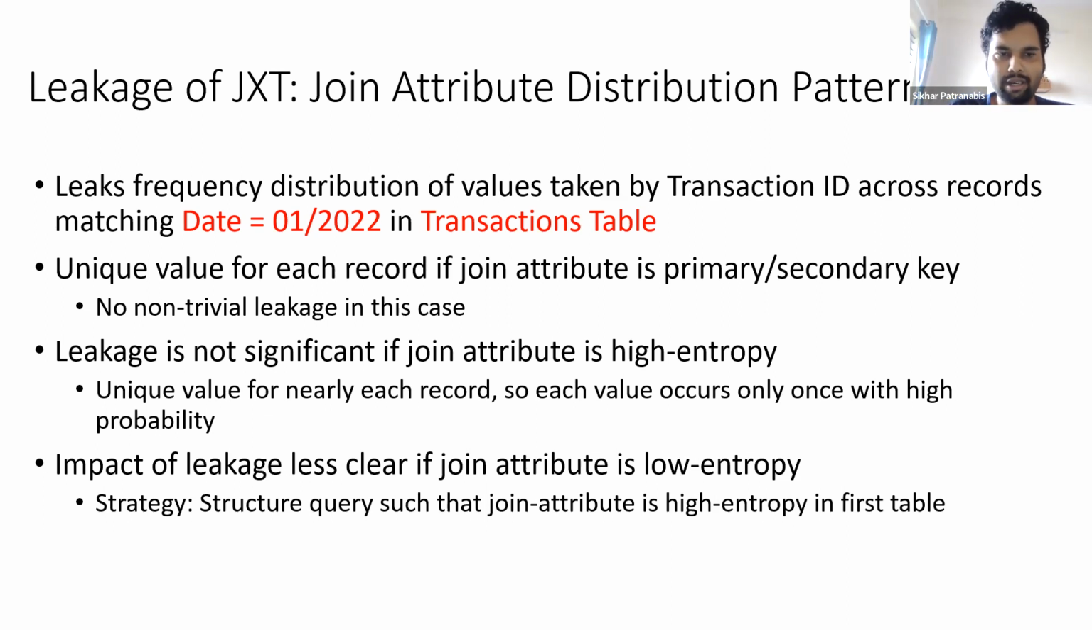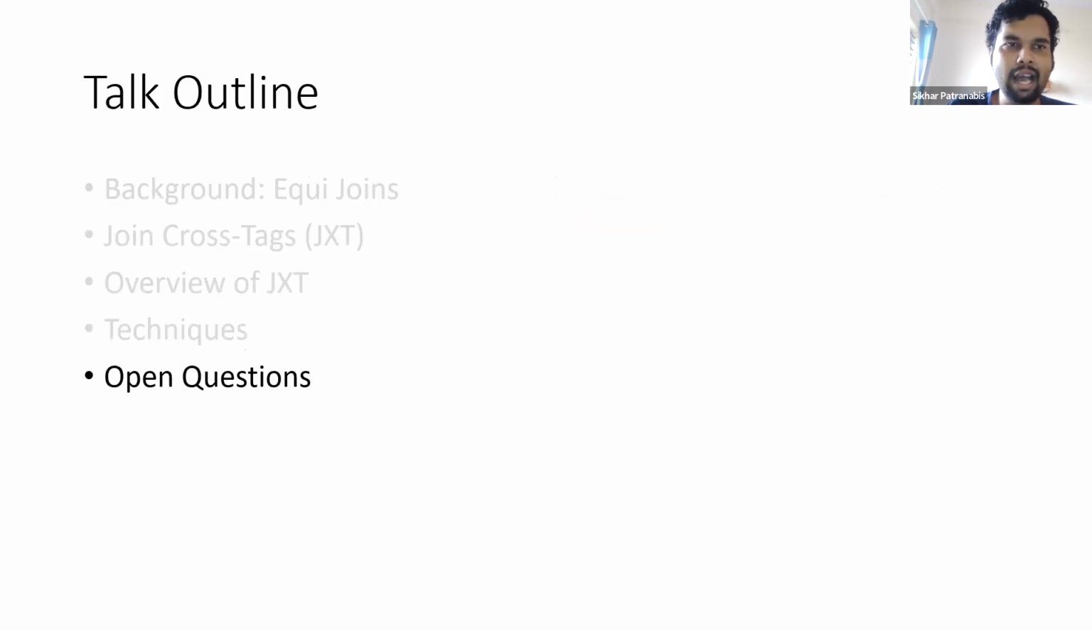There's one way to avoid it, which is you structure the query such that the join attribute is high entropy in the first table, because it is only from the first table that the leakage happens. Maybe the join attribute is high entropy in the first table and low entropy in the second table. In that case, you have a strategy. But if it is low entropy in both tables, then this is a leakage, and we leave it open to further cryptanalysis. And finally, I would like to conclude with some open questions.